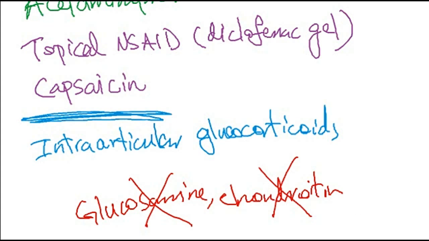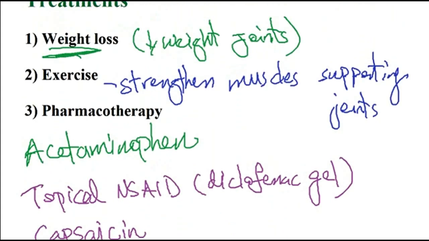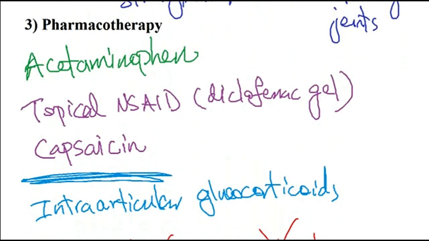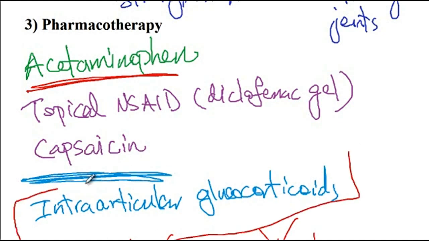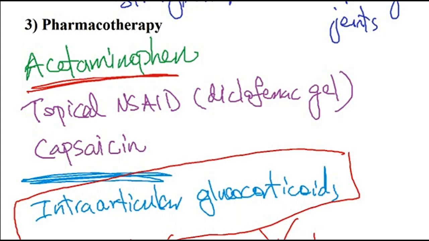So just to summarize the treatment options, you should consider weight loss in order to decrease the weight that is being placed on the joints. You should consider exercise to strengthen the muscles that are supporting the joints. And then in terms of the pharmacotherapy, the first medication that you should start is acetaminophen. You can also consider topical NSAIDs as well as capsaicin. And then for severe as well as the moderate forms of the osteoarthritis, you could consider the intra-articular glucocorticoid injections.